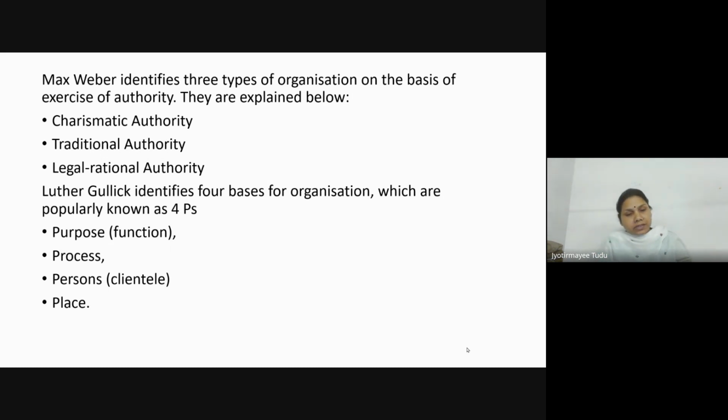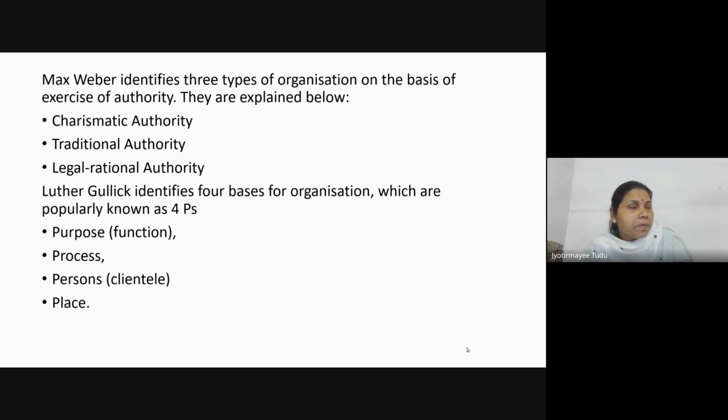Then coming to the persons, or the clientele, as we are now using the word. Every organization has its own clientele base. Definitely, organization can't run without human beings, because they are the critical agents who need to deliver the purpose of the organization. But whom do they have to deliver to? Here we are talking about those persons who are essentially not members of the organization, but receive service from the organization. So they are the clientele.